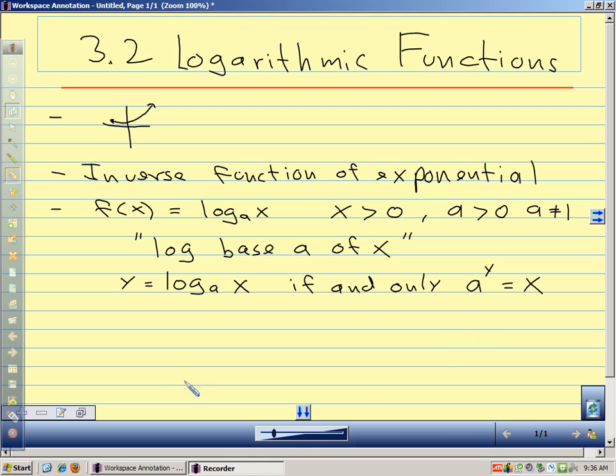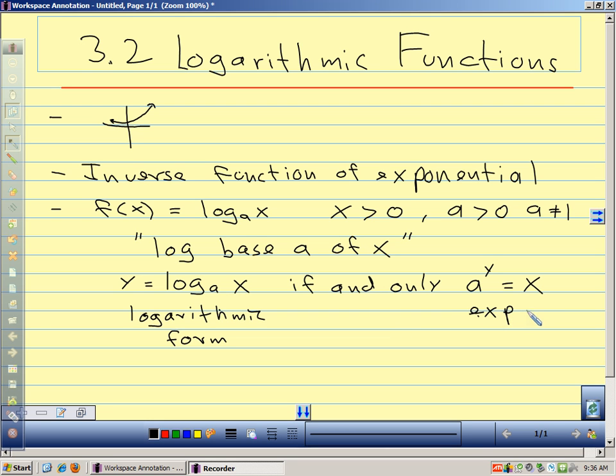And when our function is written in this form, we call this logarithmic form. And we call this form exponential form. So this is how the exponential function and the logarithmic function undo each other.